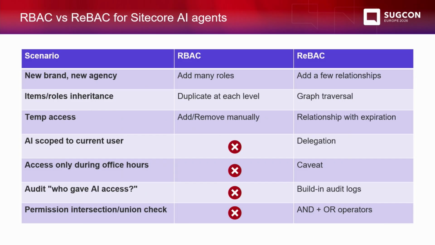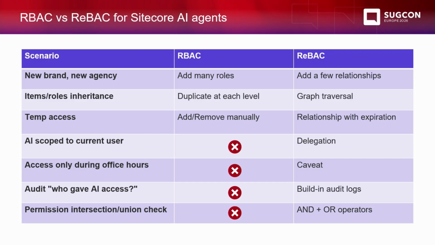So, before my demo, let's just have a quick comparison between role-based access control and relationship-based access control when we talk about AI agents. If you have a new brand or a new agency, in role-based access control, it's required to create many roles. In ReBAC that I showed you before, you need to just create a couple of relationships between nodes. Do you need temporary access? In role-based access control, you need to manually add these permissions and then remove them. In relationship-based access control, it works naturally.